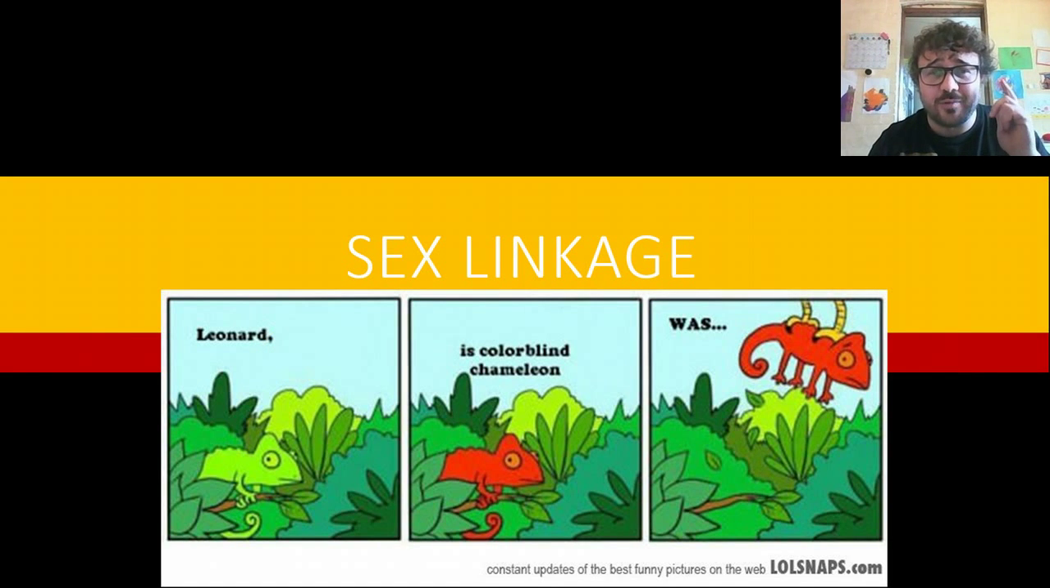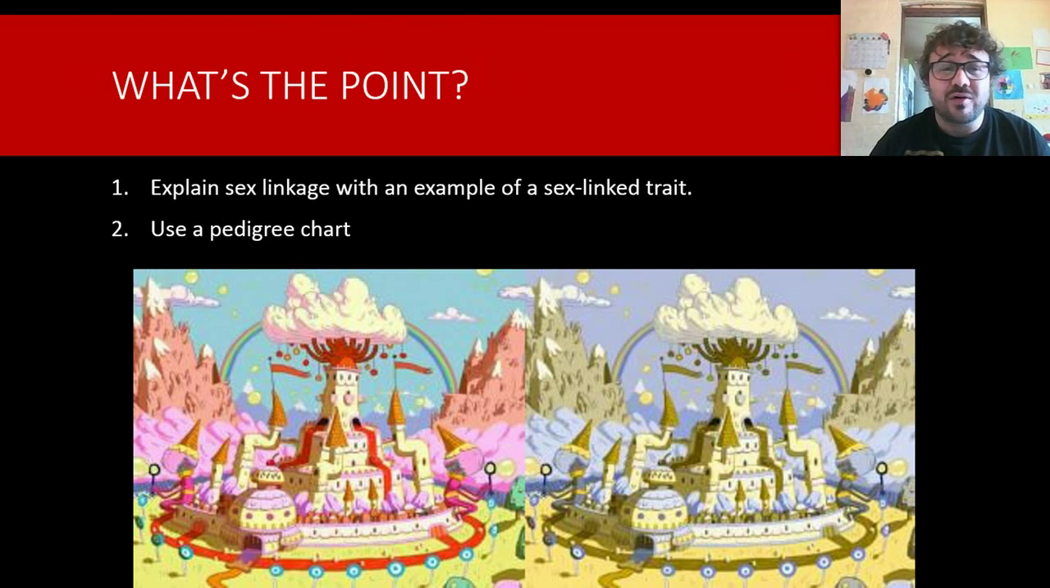Alright, super nerds, let's talk about sex linkage. By the end of this, you want to be able to explain what sex linkage is and give an example of a sex linked trait. We're going to talk about color blindness, and you want to use a pedigree chart.